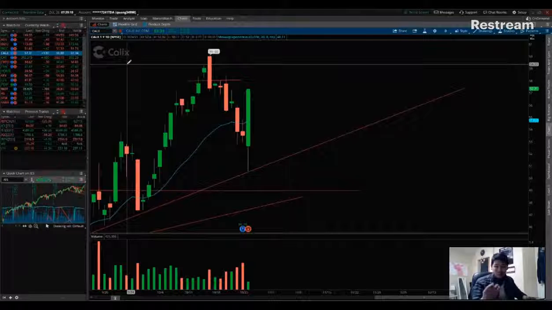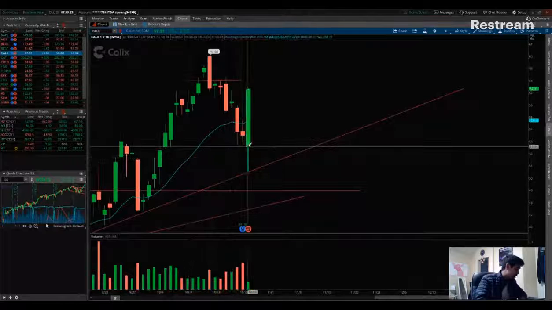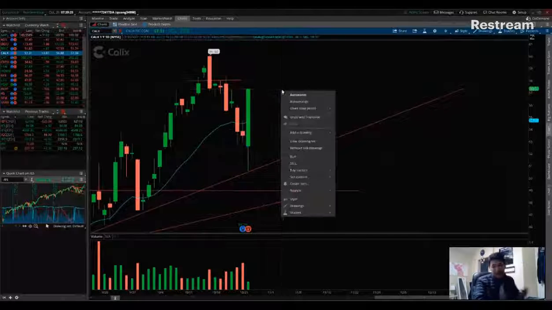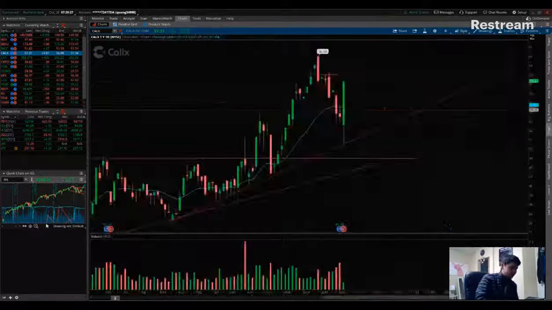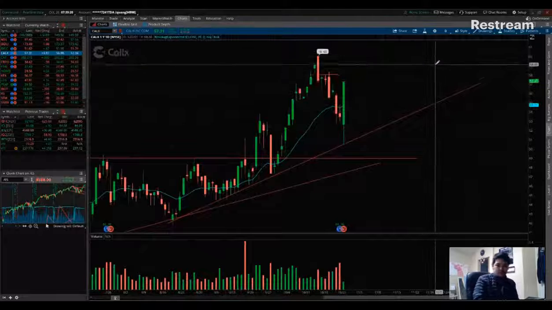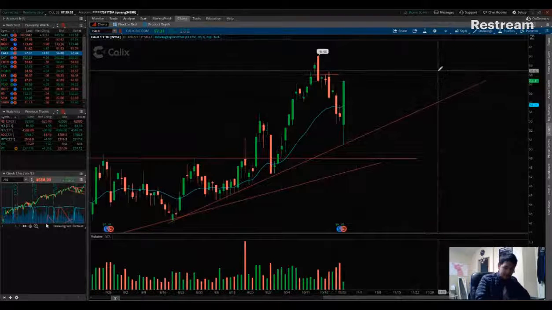Had I paid attention and woken up early this morning, I could have got back into CalX and made a big profit on it at the open. It would have been 9% already. But that's okay. I'm not looking for the best position all the time anyway. But yeah, that is a very good way to use the EMA.